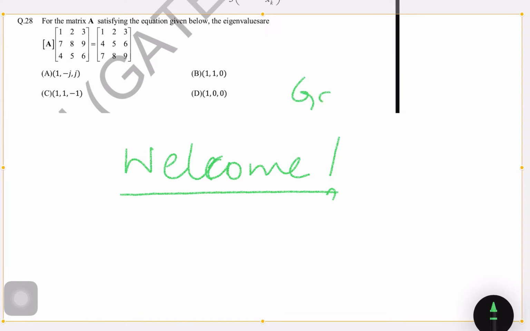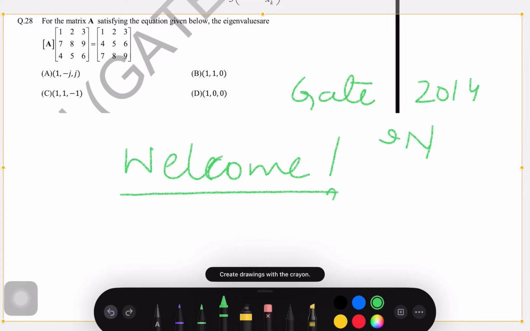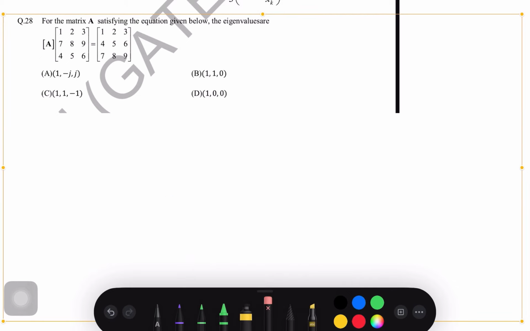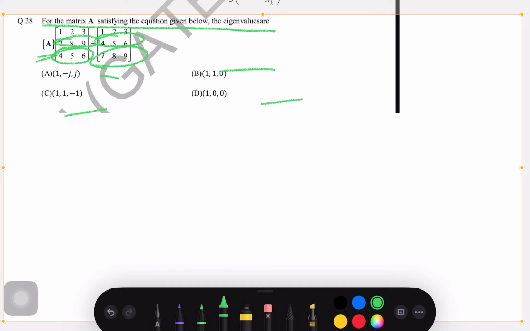So this is GATE Institute Engineering 2014 IN. Question number 28. So the question is that we are given a matrix A for which you have to check for a matrix A satisfying the equation, the eigenvalues you have to find out for this matrix A. So what is this matrix doing basically is you can see that it is basically swapping the second and the third rows, right? And now you have to find the eigenvalues of this A matrix, right?